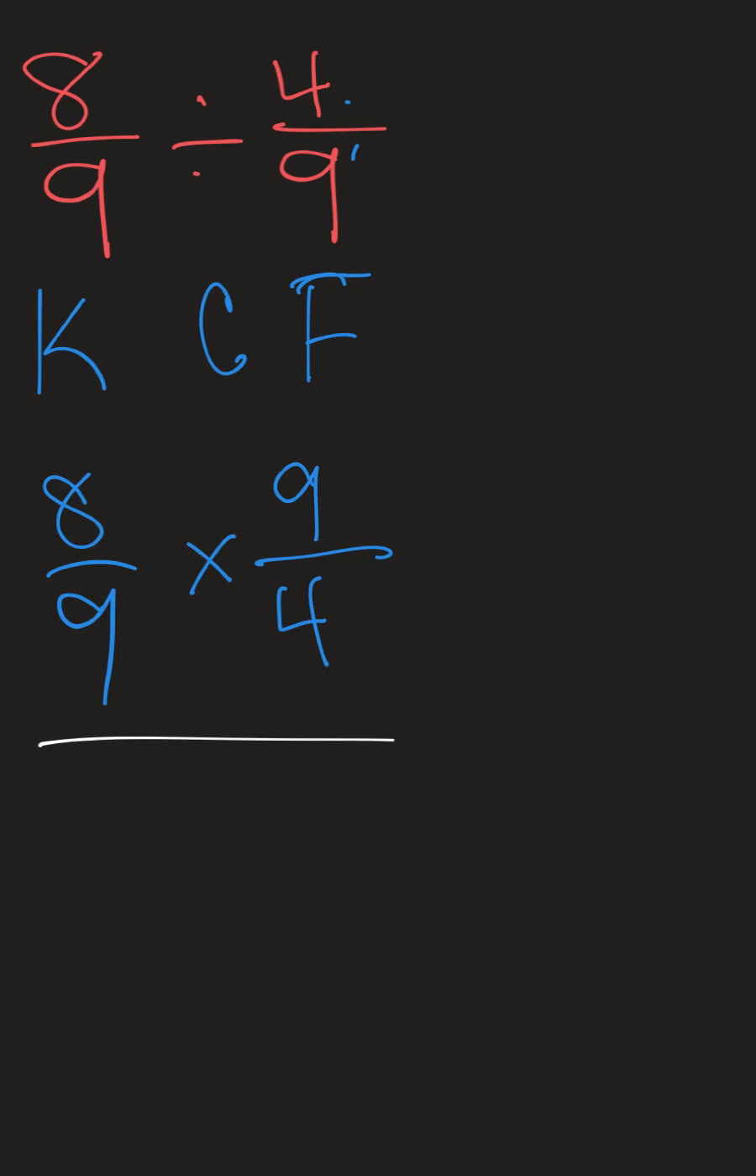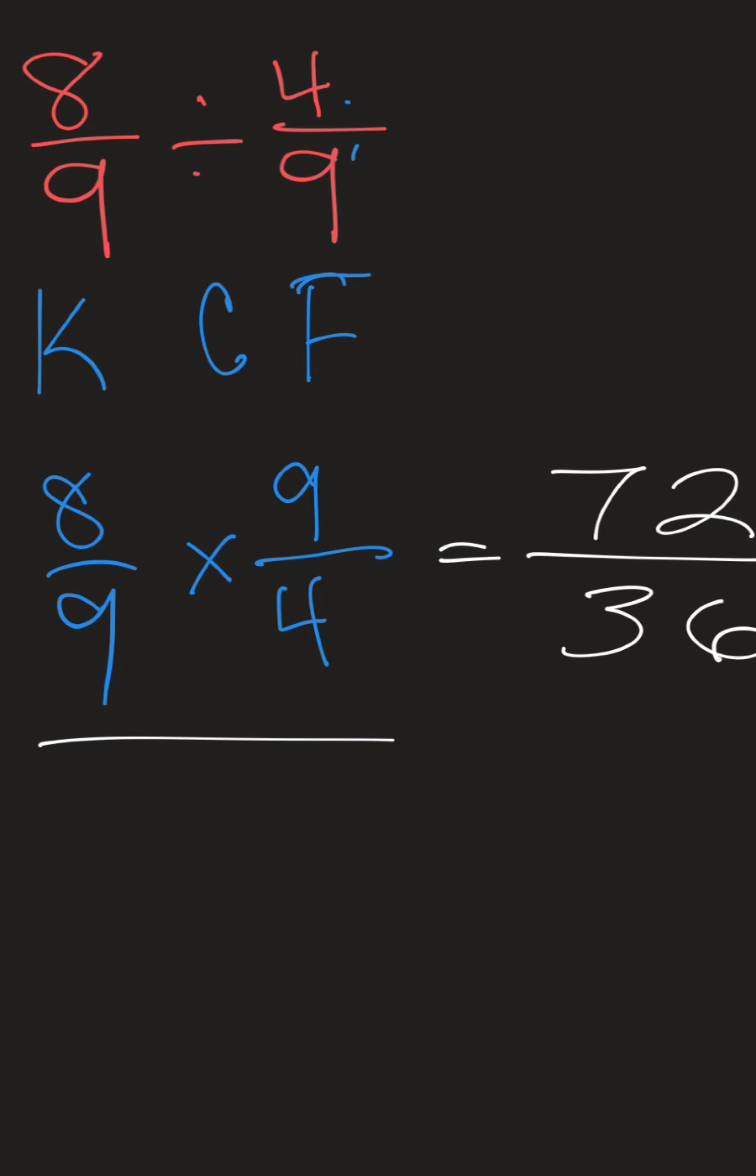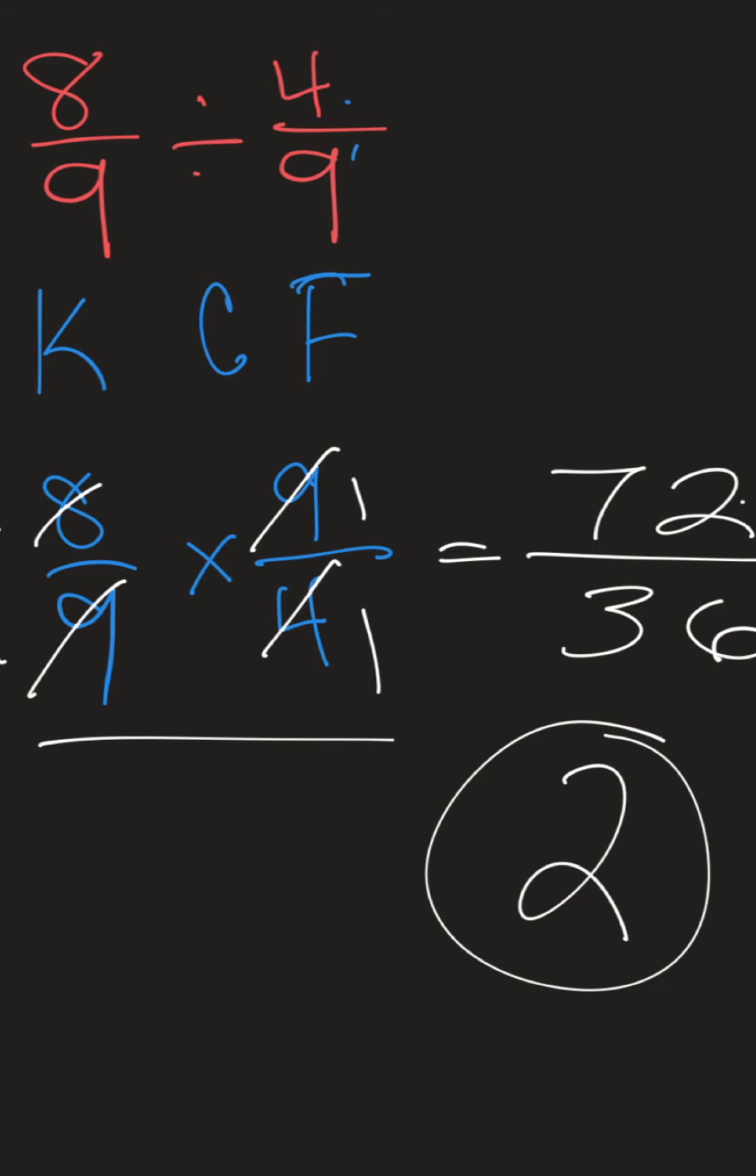At this point, we have a multiplication problem similar to all of the other multiplication problems we've been practicing for the last couple of lessons. So I have two options here. I can either multiply across, 8 times 9 and then 9 times 4, and get 72 over 36. Or I can simplify before. Those 9s would cancel out to get 1s. And the 8 and the 4 would cancel out to get a 2 and a 1. Okay? And 2 times 1 over 1 times 1 gives me 2. 72 divided by 36 is also 2, which is my final answer.